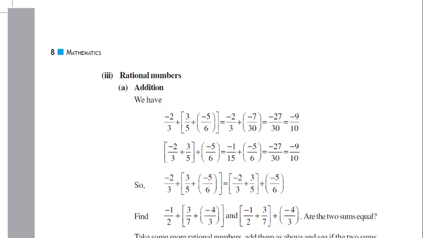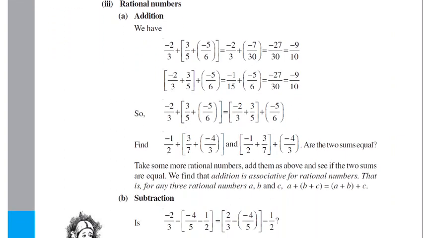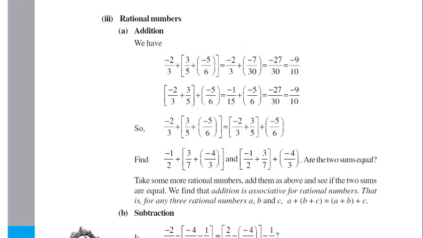Okay. Now let's see the operations related to rational numbers for associativity. Here you can see you have been given minus 2 upon 3 plus 3 upon 5 plus minus 5 upon 6. If you calculate first this term and then the answer with this, you will get the same answer. So we can say that addition is associative for rational numbers.